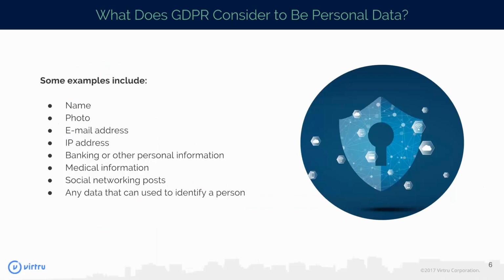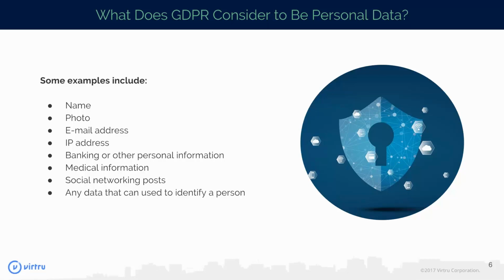So this is actually a fairly simple question. What does GDPR consider to be personal data? The answer is basically everything. I've listed some obvious ones here, like name, photo, email address, IP address, clearly identifiable to a person. There's really no argument here. Banking or other personal information, medical information, social networking posts.